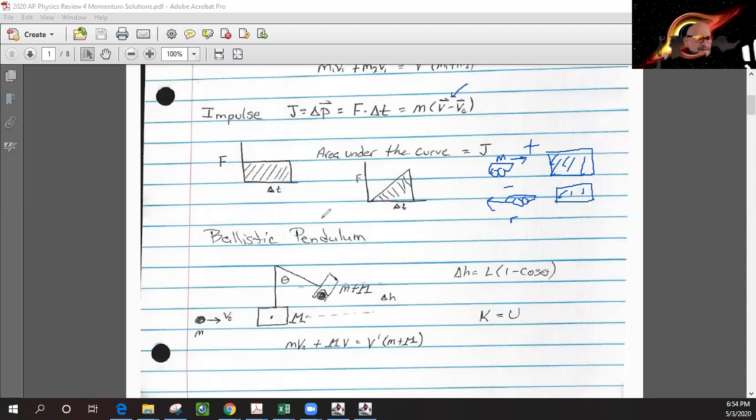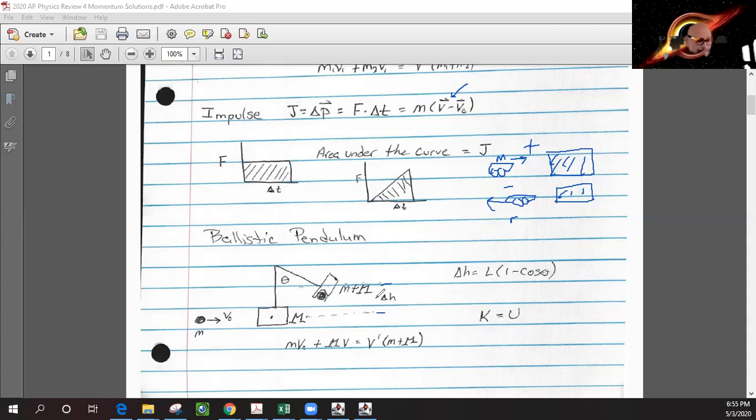And then we had the ballistic pendulum. We had this block here, and here's a mass. It lodged into the block, then it went up some angle, and this was M plus big M. This was delta H, and delta H was equal to L times parenthesis 1 minus cosine of theta, which is right here.